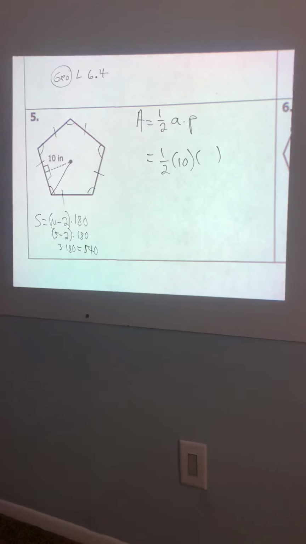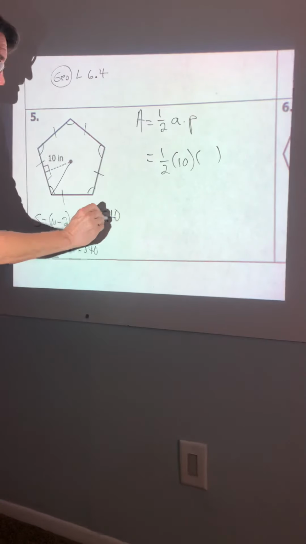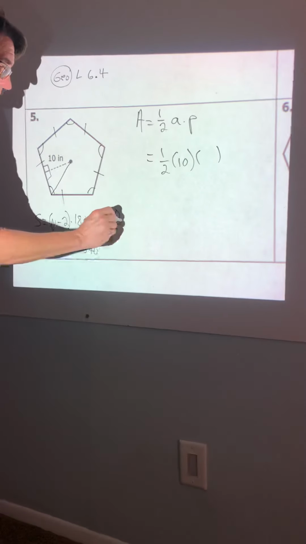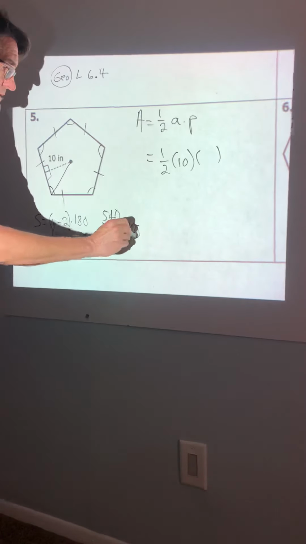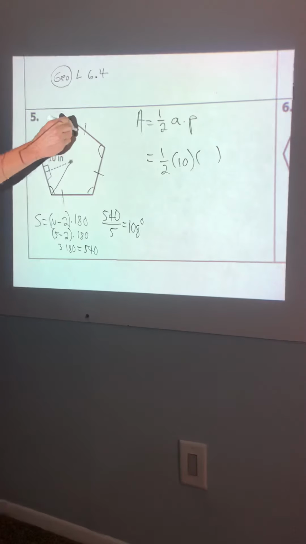All right, so 540 is the sum of all 5 angles. So now I got to take the 540 and divide by 5 angles, and I'm going to get 108. So in English, all of these angles are 108.